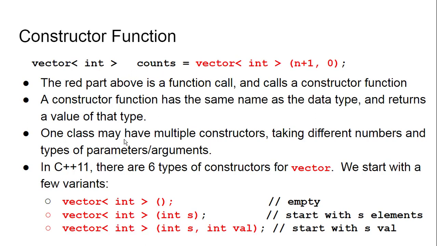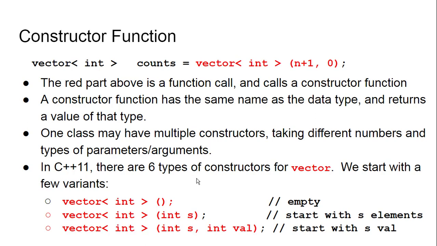And one class may have multiple constructors. They can take a different number of parameters and different types of them. The compiler, based on the type of the argument, will be able to figure out which constructor function should be used. In C++11, there are 6 types of constructors for a vector. Here we will start with just a few of the variants. Each type actually has multiple instantiations.